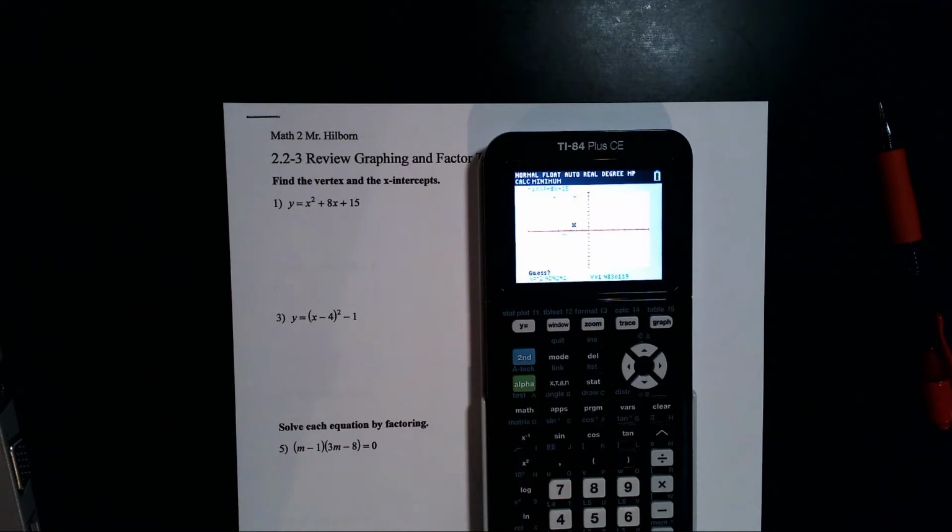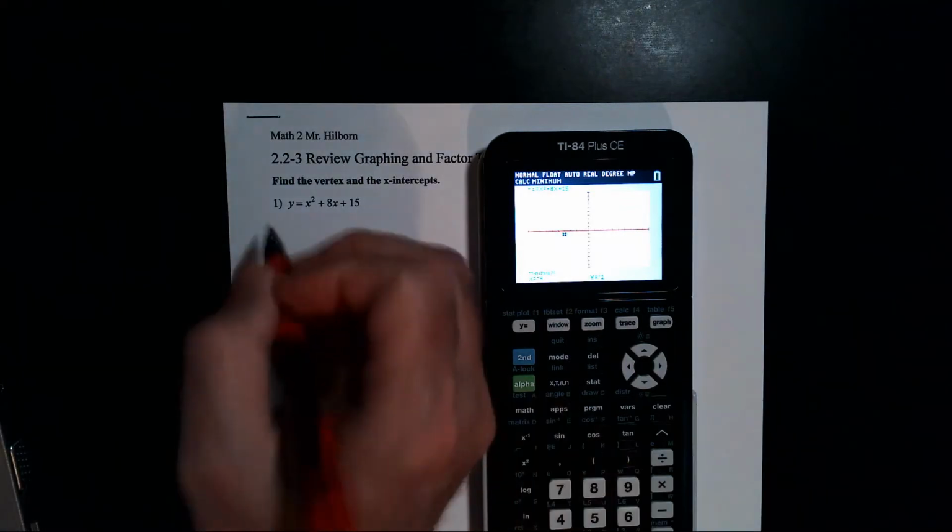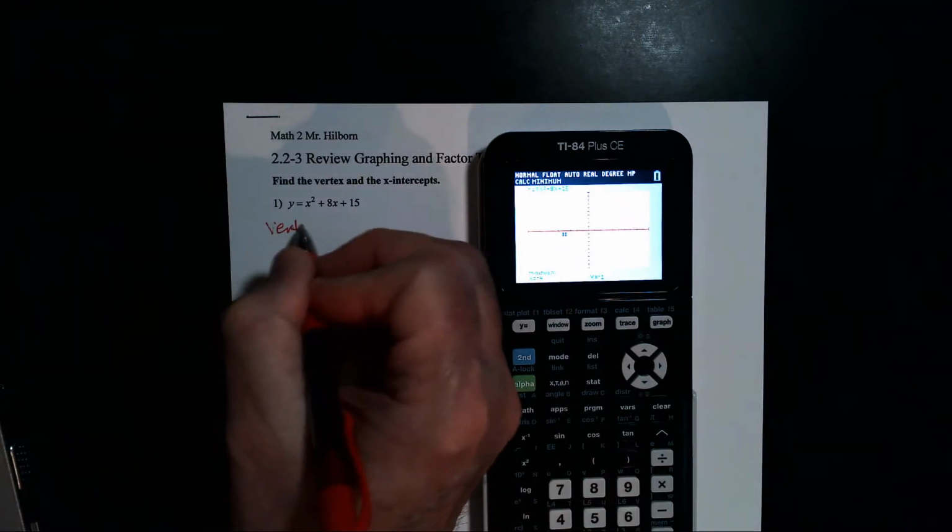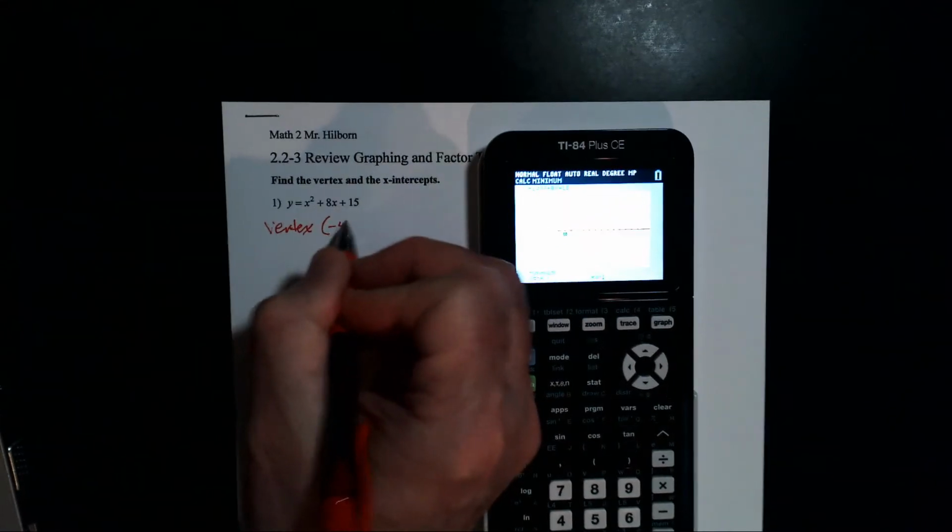You'll notice, if you're doing this on your calculator with me, that you've got these two little boundary markers at the top. And when I hit enter the third time, it's going to automatically pick the lowest point between there, which happens to be our vertex. So that's going to be -4, -1. So the vertex is -4, -1.